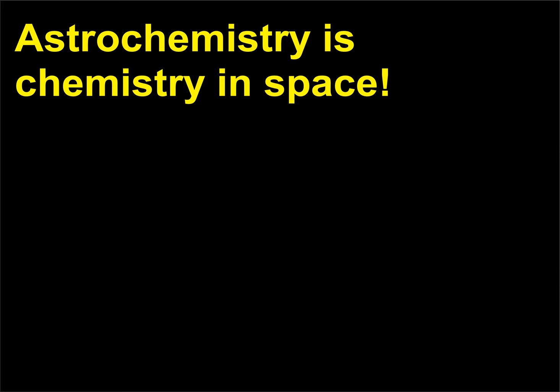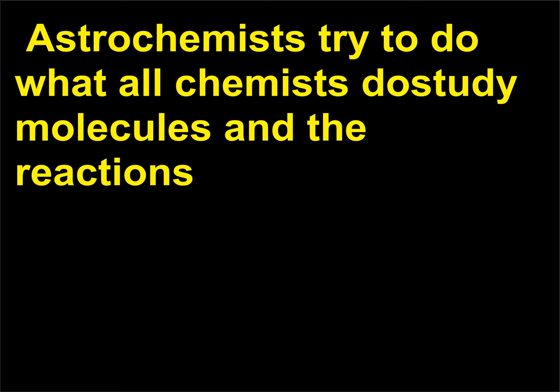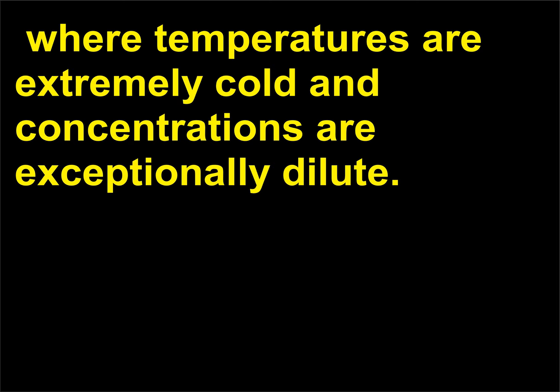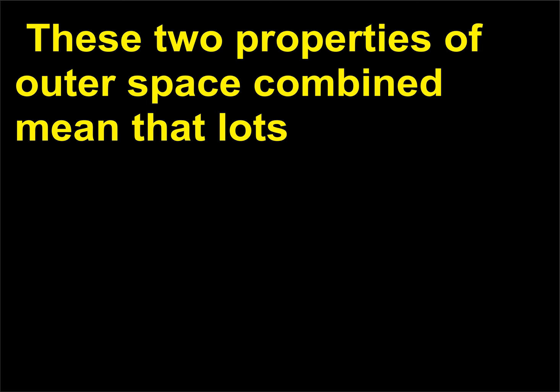Astrochemistry is chemistry in space. Astrochemists try to do what all chemists do: study molecules and the reactions of those molecules, except that these chemists are looking in outer space, where temperatures are extremely cold and concentrations are exceptionally dilute. These two properties of outer space combined mean that lots of very strange molecules can exist for a relatively long time.